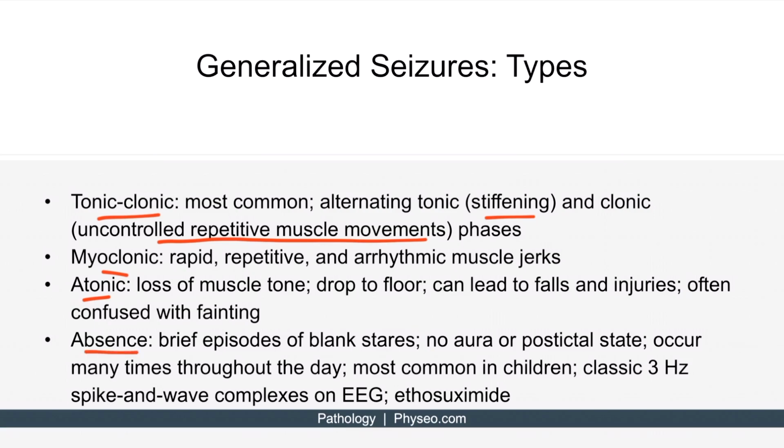Absence seizures are a type of generalized seizure that presents with brief episodes of blank stares. They're typically not preceded by an aura or a postictal state, meaning there is no confusion after the seizure passes. They can occur many times throughout the day.